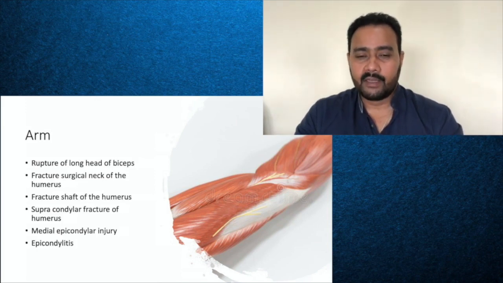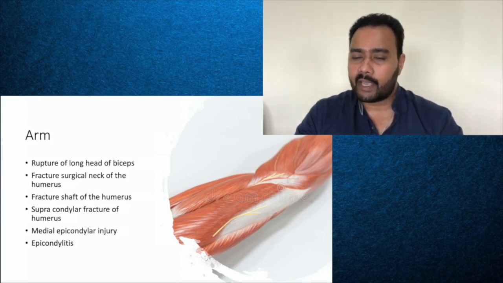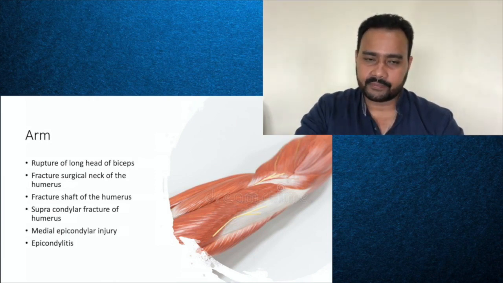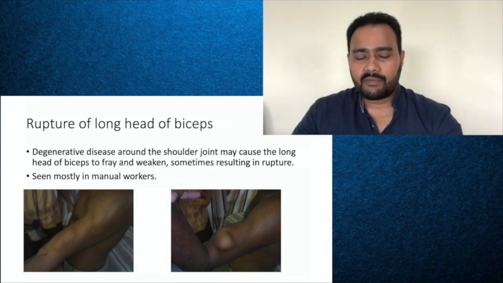And medial epicondyle injury: why is medial epicondyle injury important in surgical practice? That is also something we need to know, as well as there is a condition called epicondylitis. So what is epicondylitis? We need to discuss that. So this is what we call rupture of the long head of biceps.